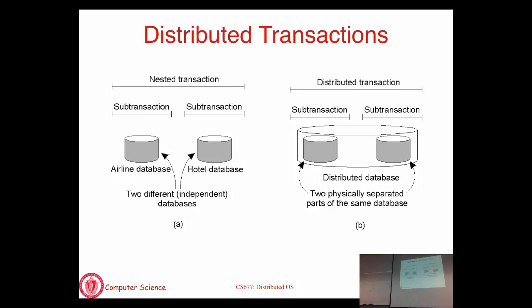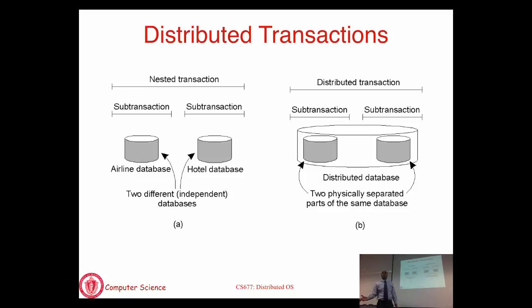It's just like a nested if. You have one if-then inside another if-then. So this is common even in a centralized database. This does not make the transaction distributed. Here's an example of a nested transaction, why you might even want to do something like this.